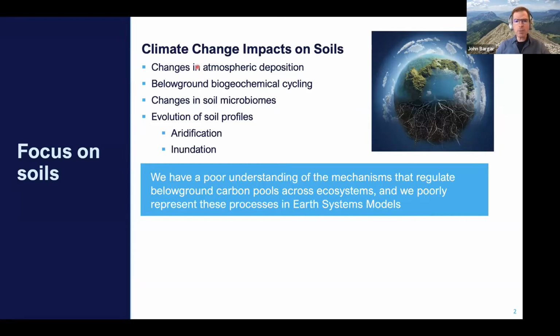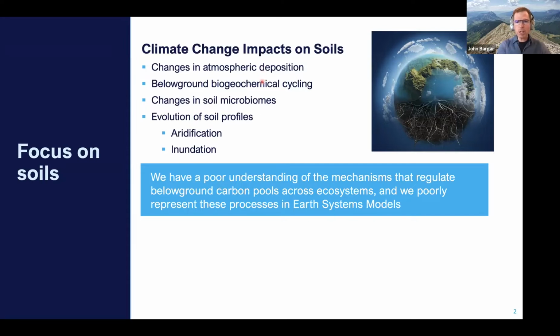Some of the ways that climate change impacts organic carbon in soils is through atmospheric deposition and changes in below ground biogeochemical cycling. This can be the cessation of certain types of reactions, or the acceleration of certain types of reactions, such as mineralization and CO2 release, or methanogenesis. Climate change causes changes in soil microbiomes, and these net out as changes in soil profiles through processes such as aridification, which is important in the West, inundation in the coastal settings, and many others. A really important point is that the molecular form of organic matter mediates how it will react in the environment in response to these changes.